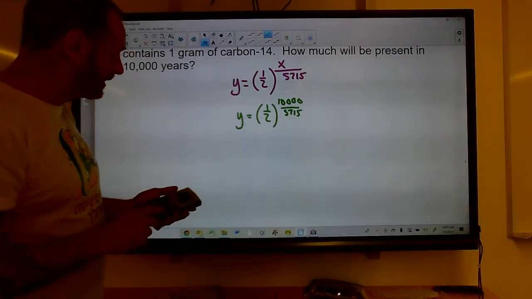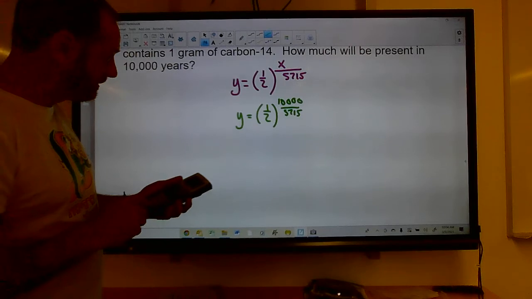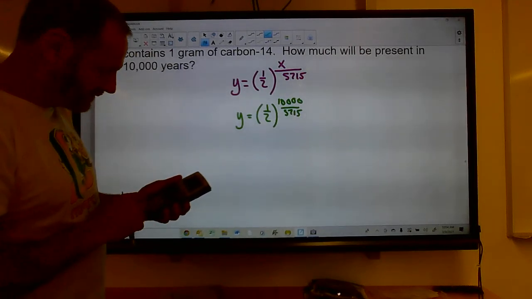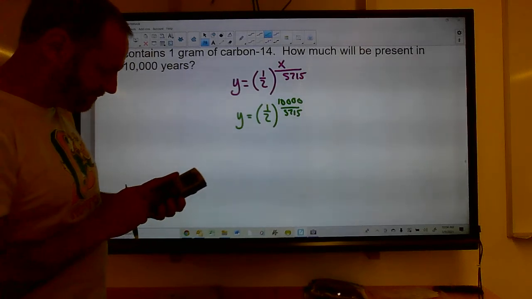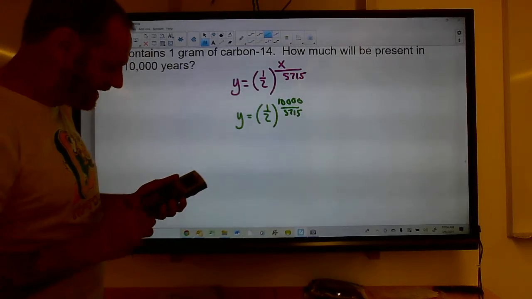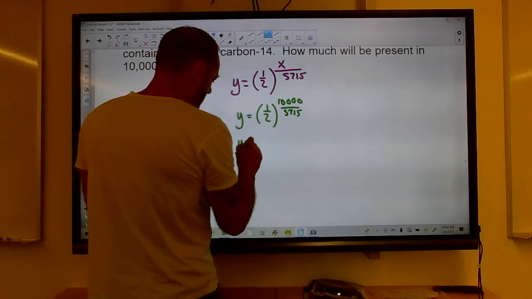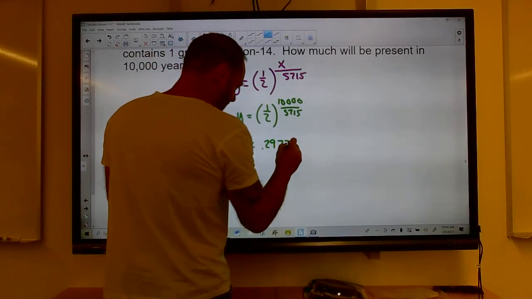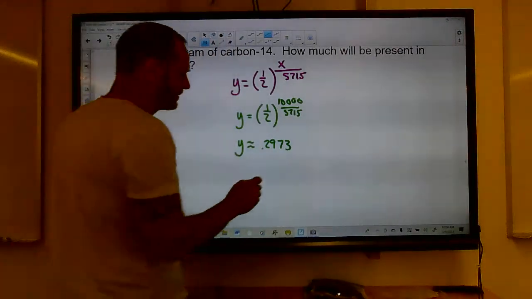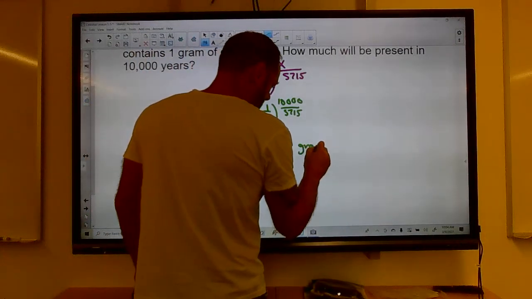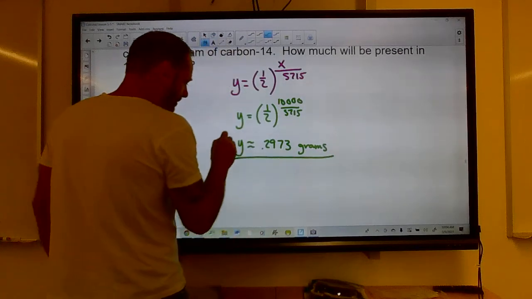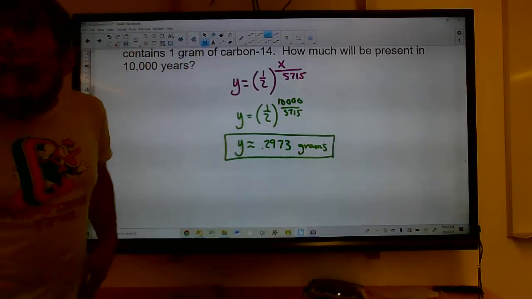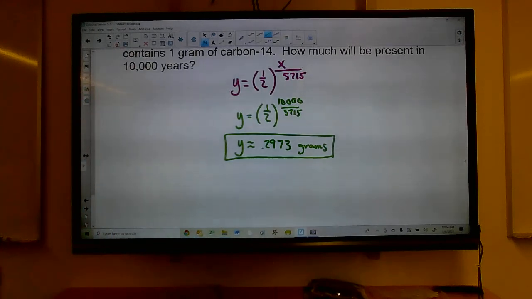So let's plug it into our handy-dandy TI-84 Plus C Silver Edition graphing calculator. 0.5 to the 10,000 divided by 5,715 power. Bam! That's approximately 0.2973 grams. So we didn't quite have 2 half-lives, so we got a little bit more than a quarter left.